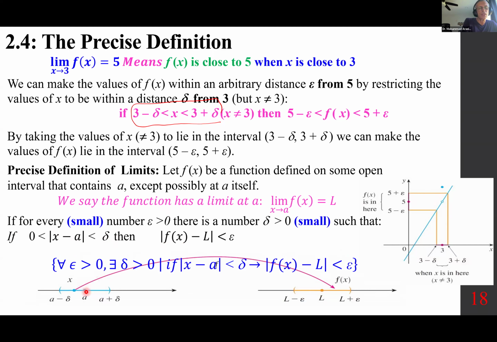In other words, this is how it maps. It maps somewhere in the interval of a minus delta and a plus delta. This is an interval along the x-axis that maps into L minus epsilon, L plus epsilon. That is the range, and that's the concept known as the limit. Bear in mind, I can't emphasize this enough: delta and epsilon are extremely small numbers.